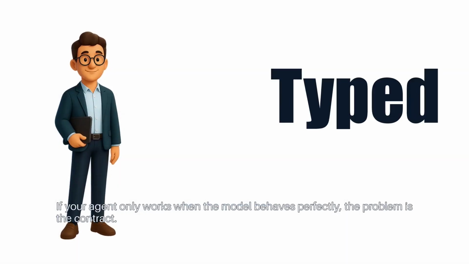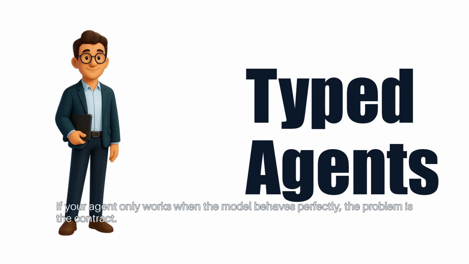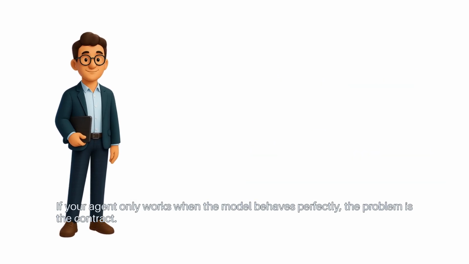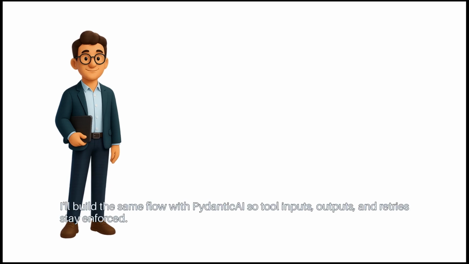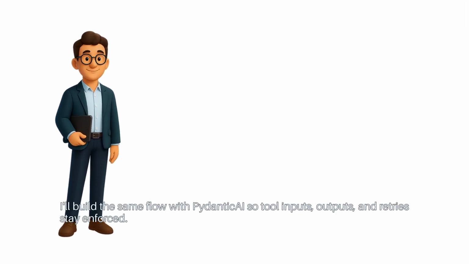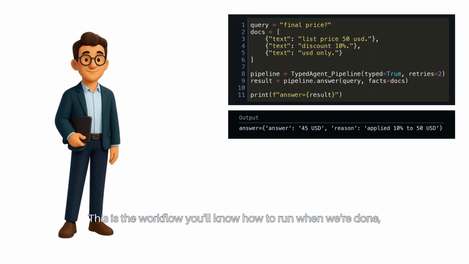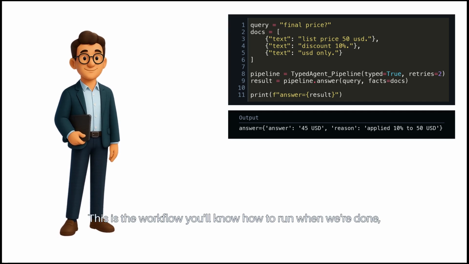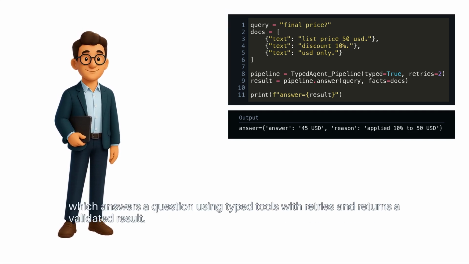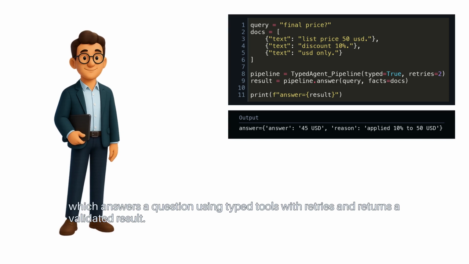If your agent only works when the model behaves perfectly, the problem is the contract. I'll build the same flow with PydanticAI, so tool inputs, outputs, and retries stay enforced. This is the workflow you'll know how to run when we're done, which answers a question using typed tools with retries and returns a validated result.